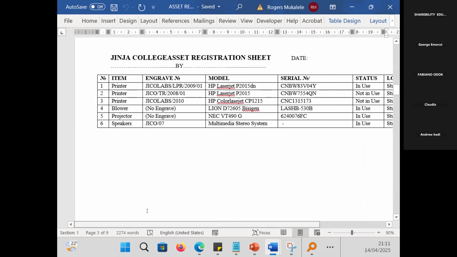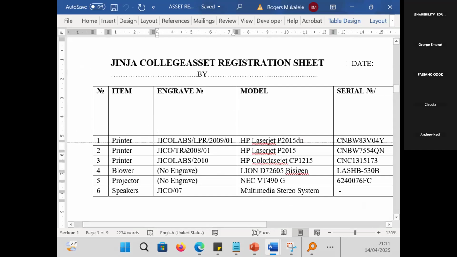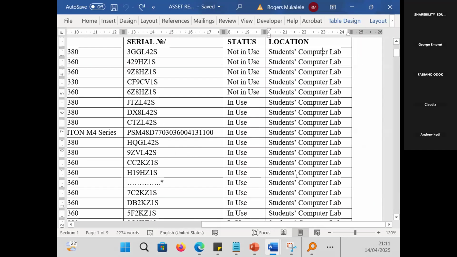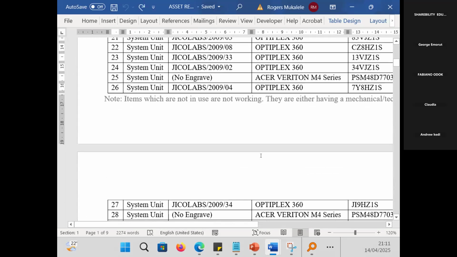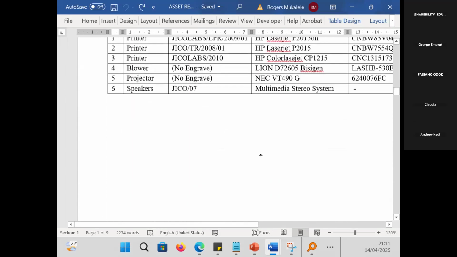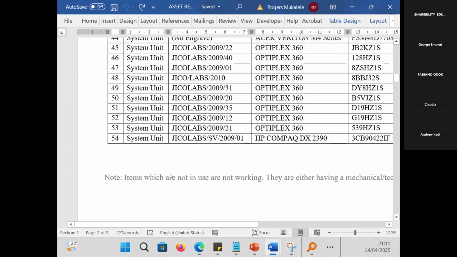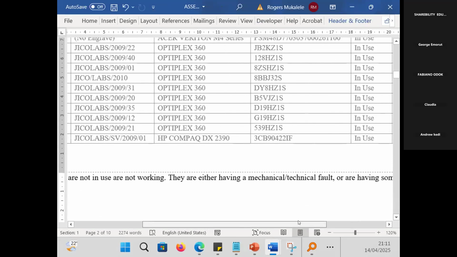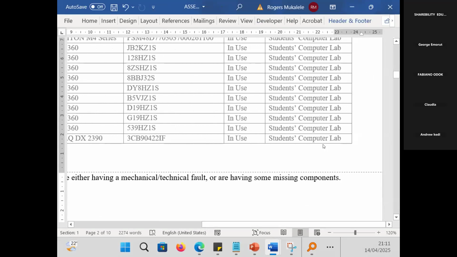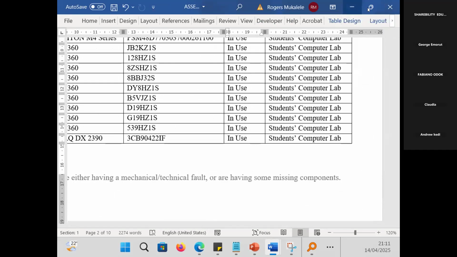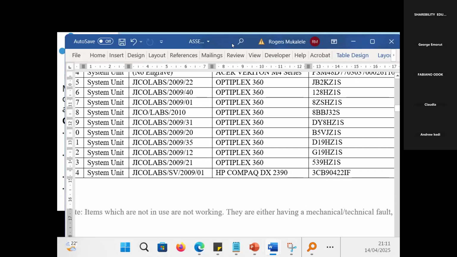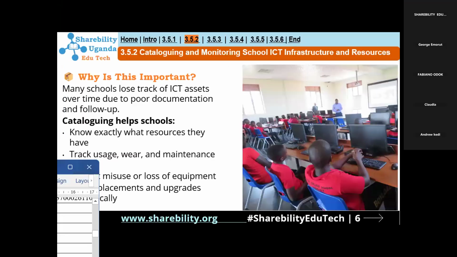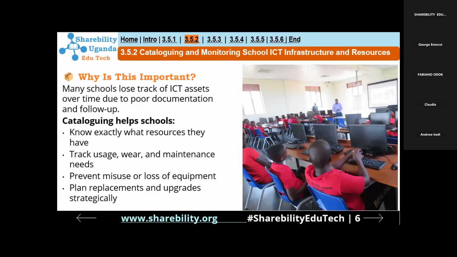Even the printers, the engraved number on the printer, I could have the engraved number there, and I could submit this on a timely basis. I could list items which are not working, which have a mechanical fault or missing components. I don't want the head teacher to be surprised after 2 years that the computer lab is no more.